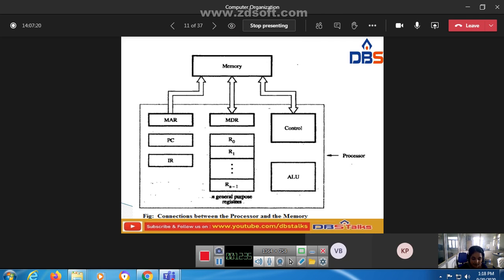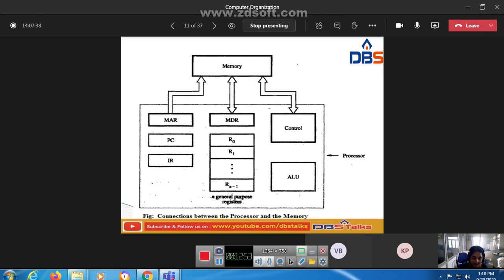In this, we have different registers, that is the instruction register, IR, PC is the program counter, MAR is the memory address register, and MDR is the memory data register. These are what we use to control the transfers between the memory and the processor.